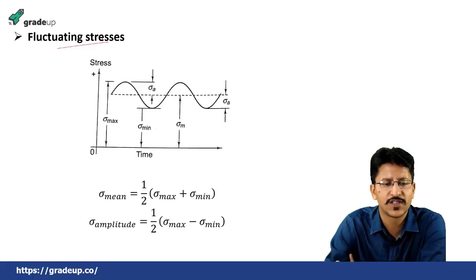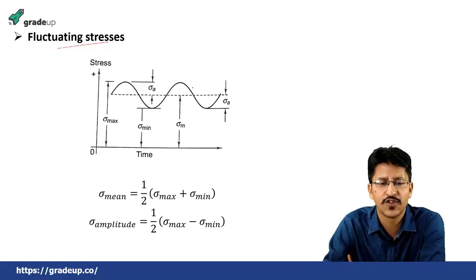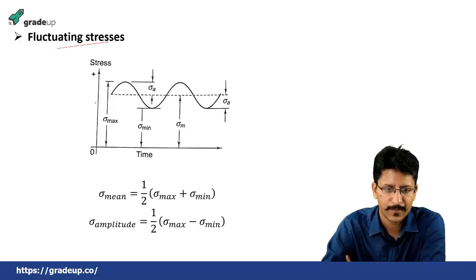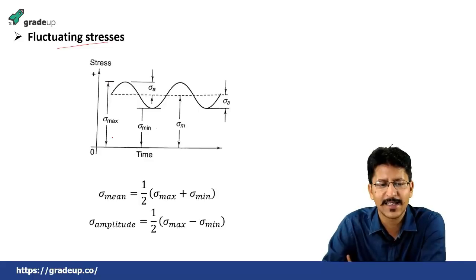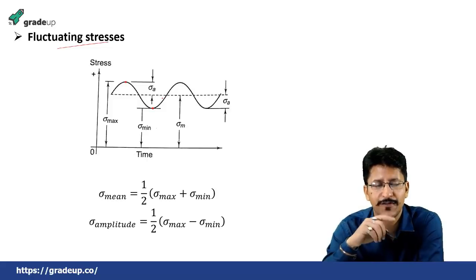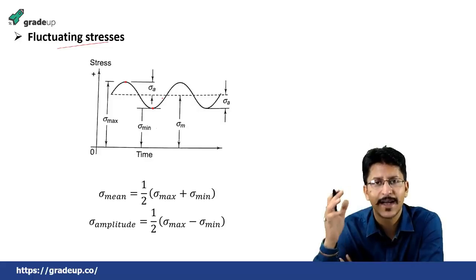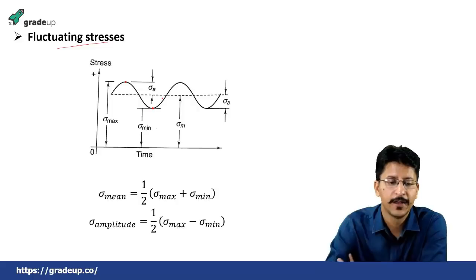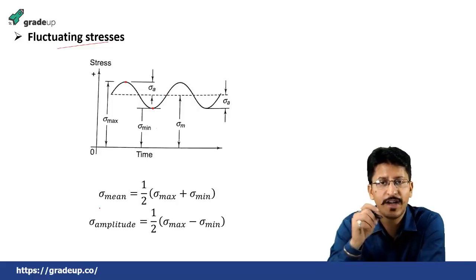First one is fluctuating stresses. This is the stress time relation. This is the sinusoidal curve that shows the stress time relation. This stress has a maximum value at some point of time, this, and a minimum value at another point of time, this. So that is the fluctuating stress, fluctuating between some maximum and a minimum value.